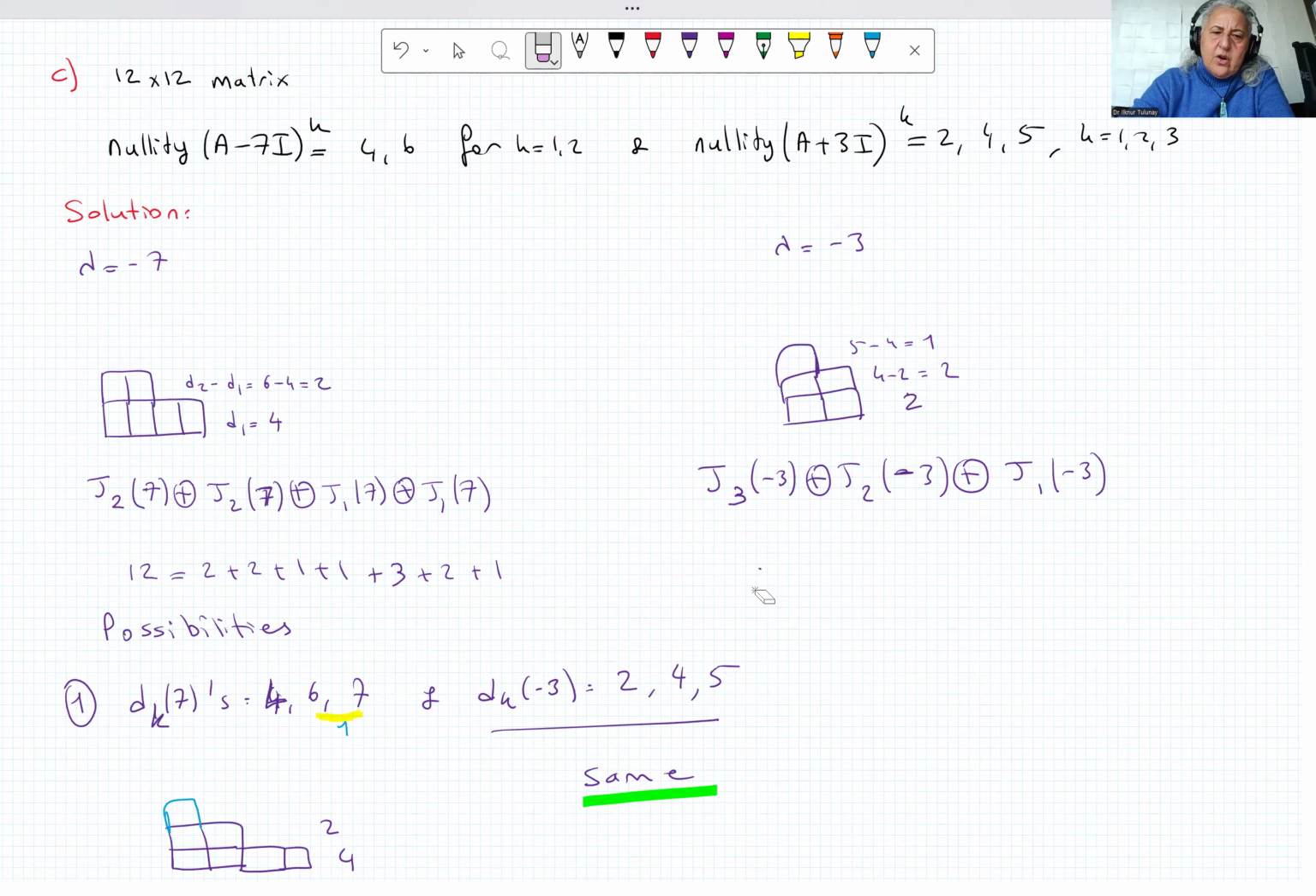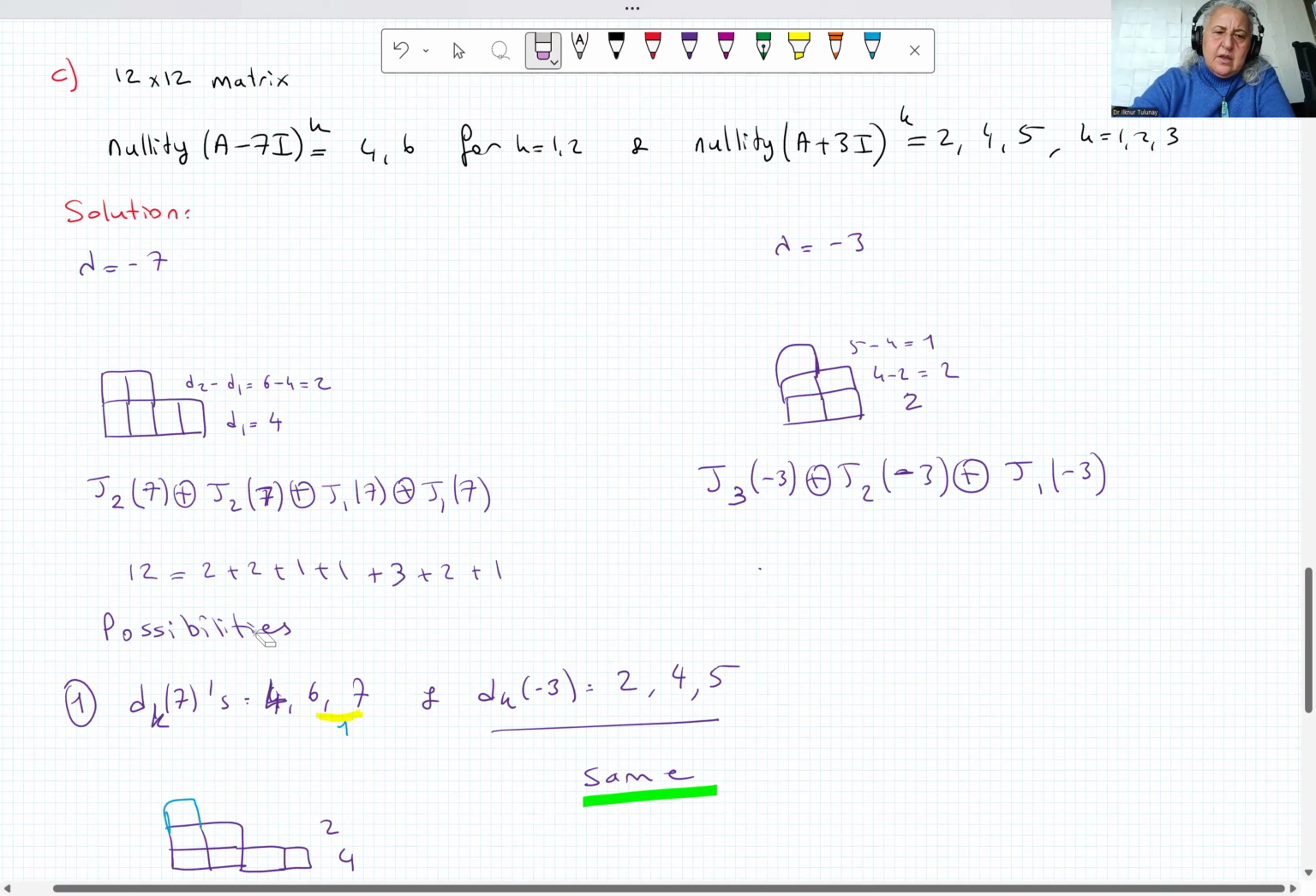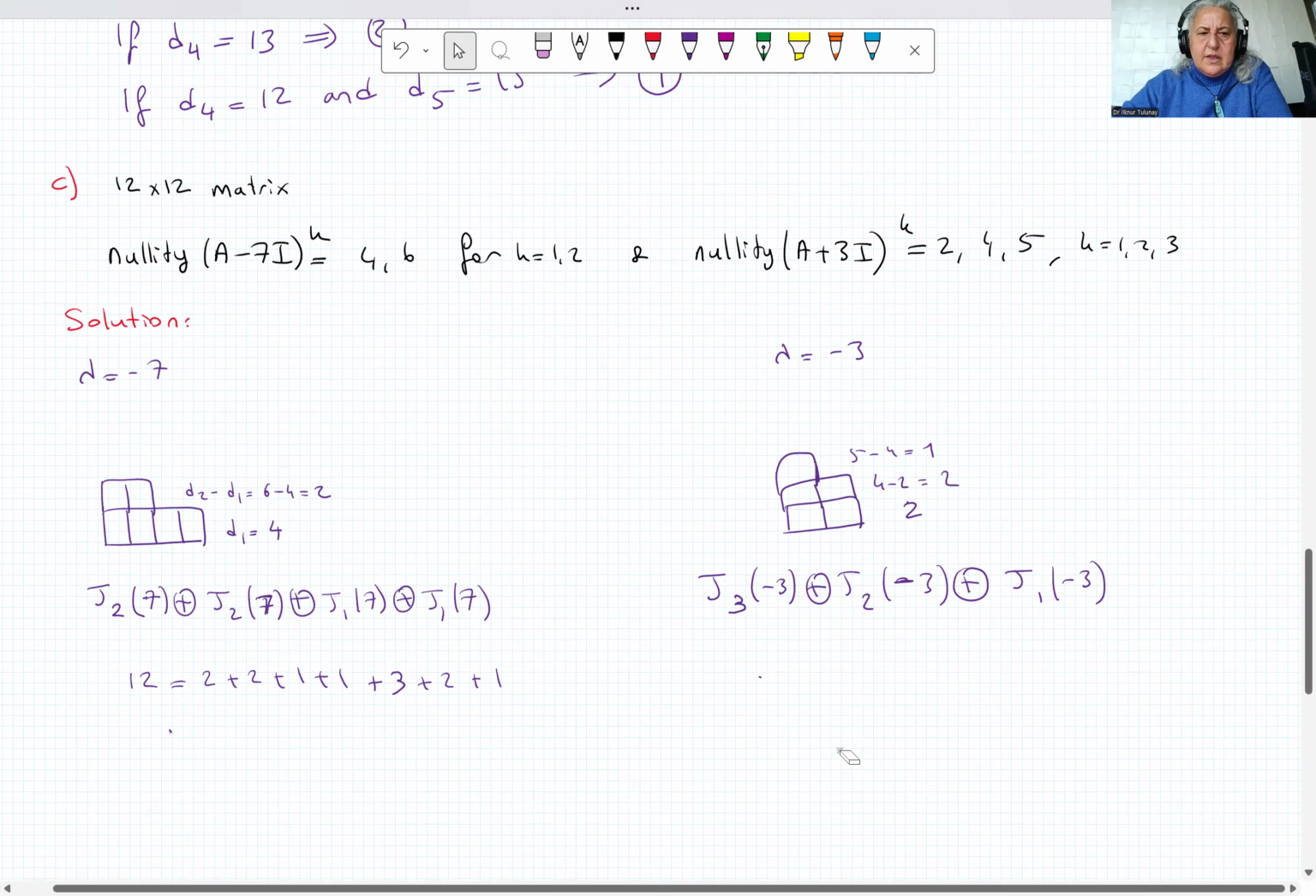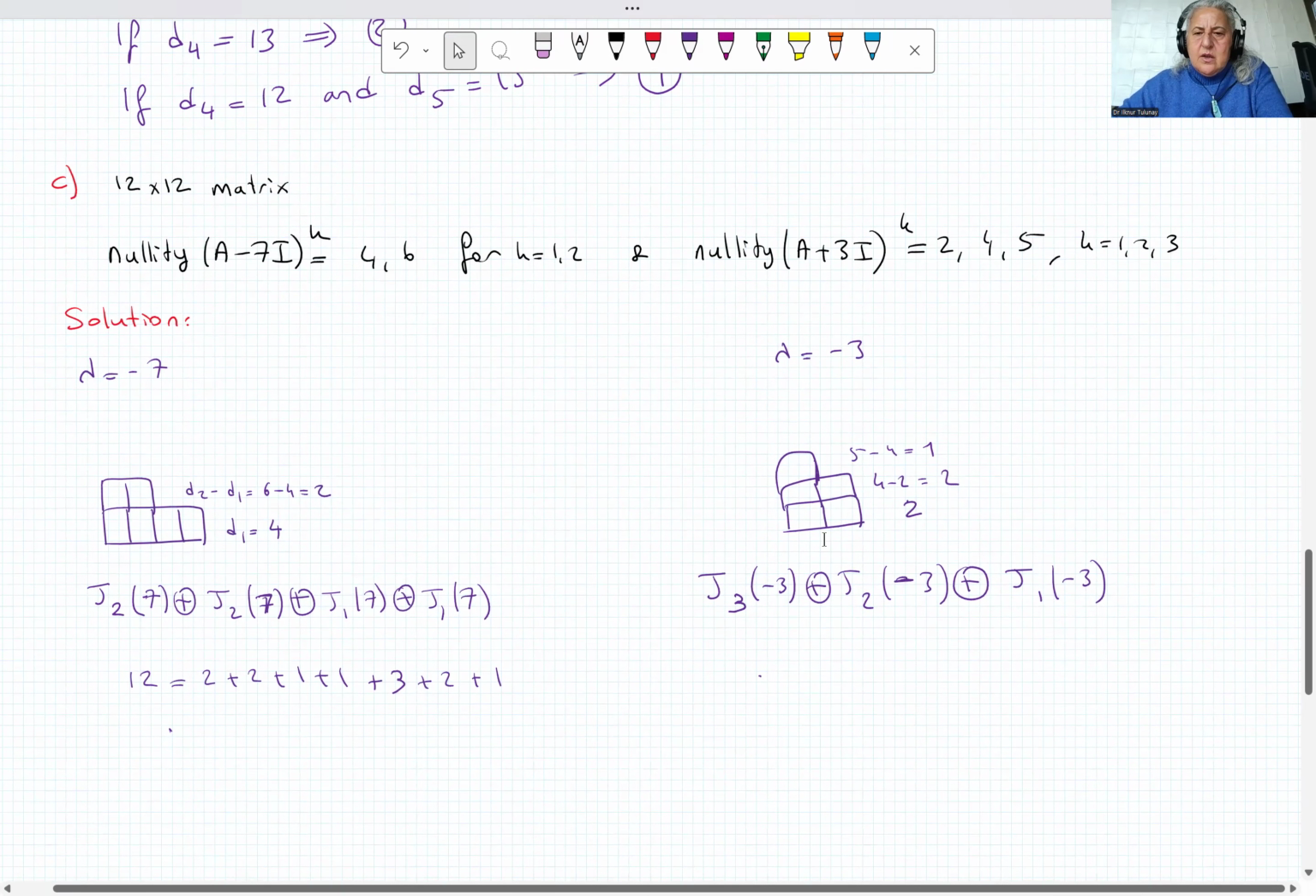I think there's an error here in the other possibilities. That should end here. If this is what's happening, this is 4 here, that's 6 here. That's 2, 4, 5. Right? That's 3 and 2. There's no 1 here.